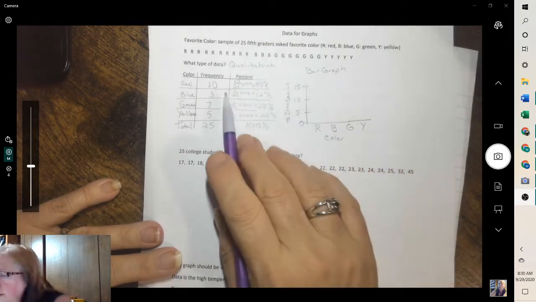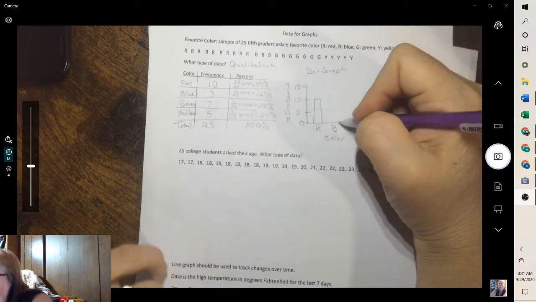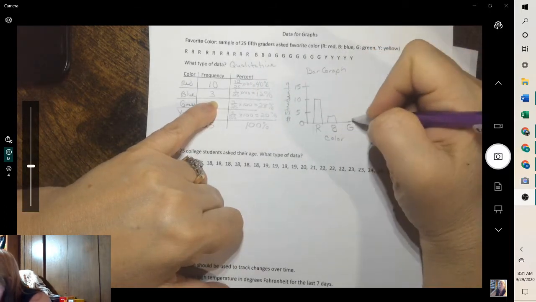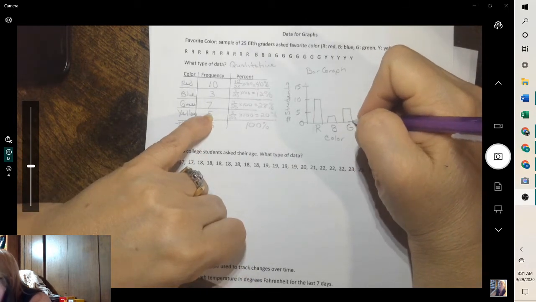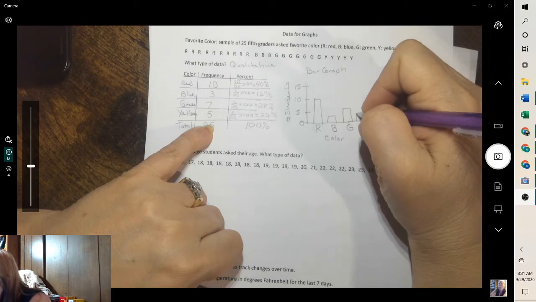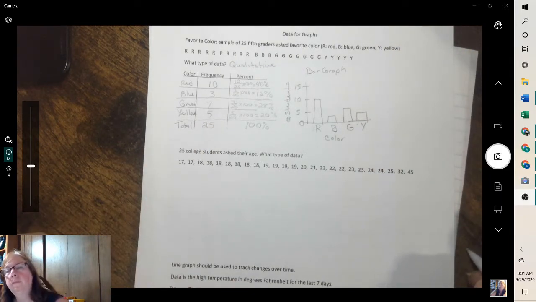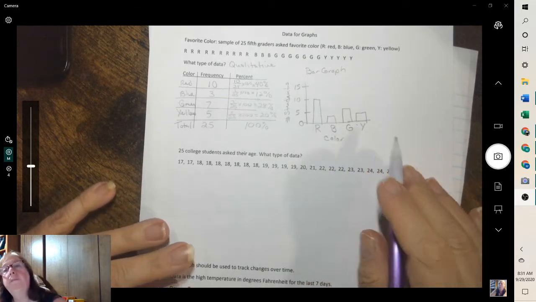Red, there were 10. Blue, there was 3. Green, 7. Yellow, 5. That would be our bar graph. Bar graphs do not touch.